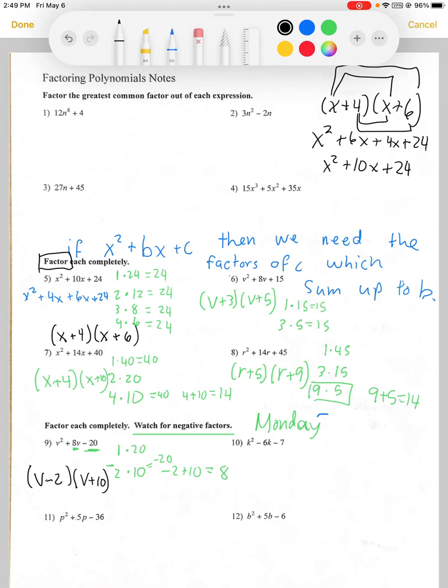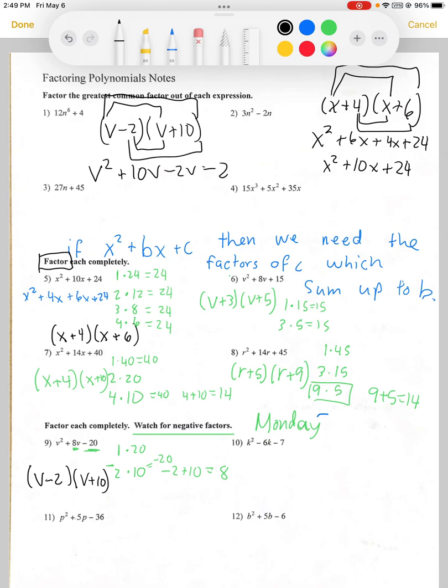Once again, I just want to make sure that we are convincing, so let's go ahead and multiply this one out the way that we did on the previous page. Multiply our first terms, we get v squared. Multiply our outside terms, we get positive 10v. Multiply the inside terms, we get minus 2v. Multiply the last terms, we get negative 20. Add those together, we're going to get v squared plus 8v minus 20, which is what we wanted.